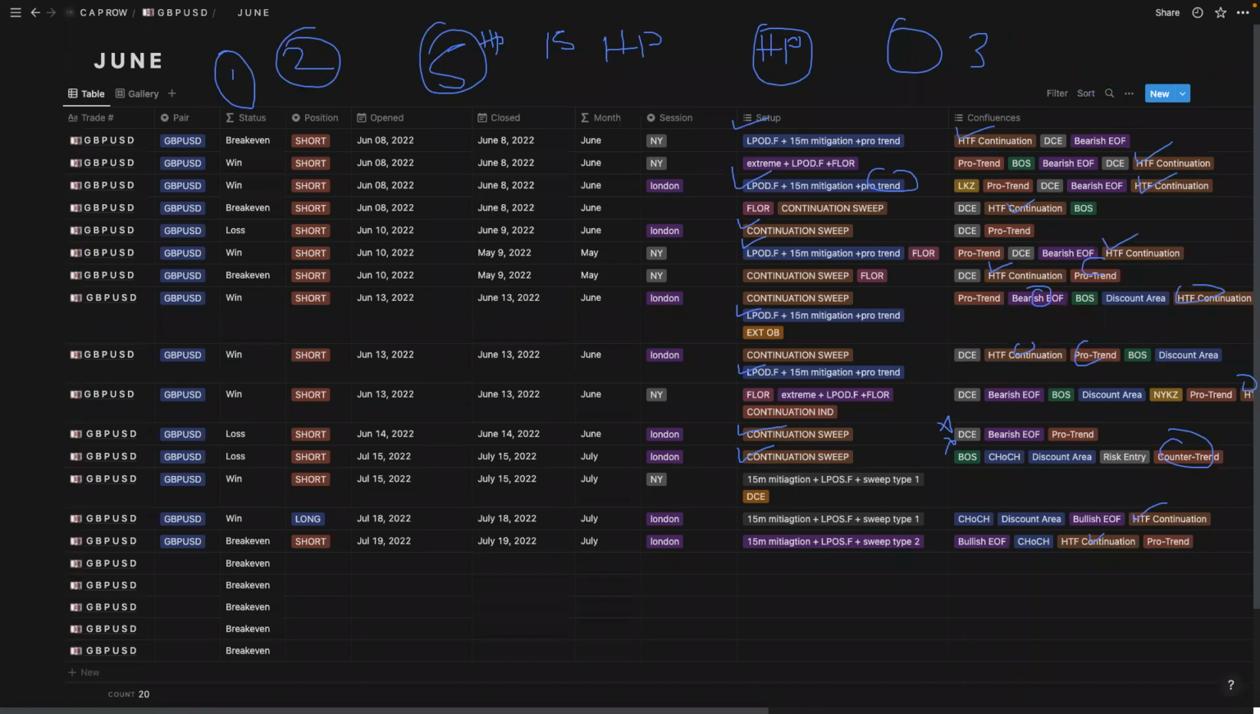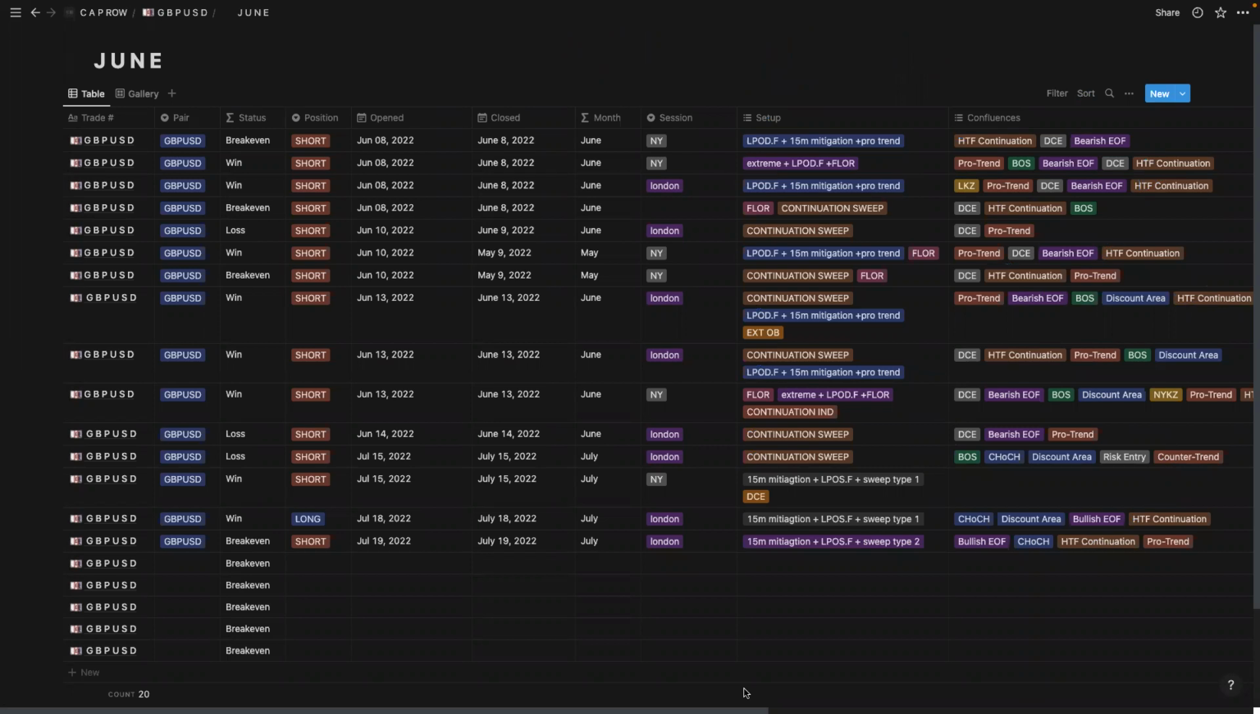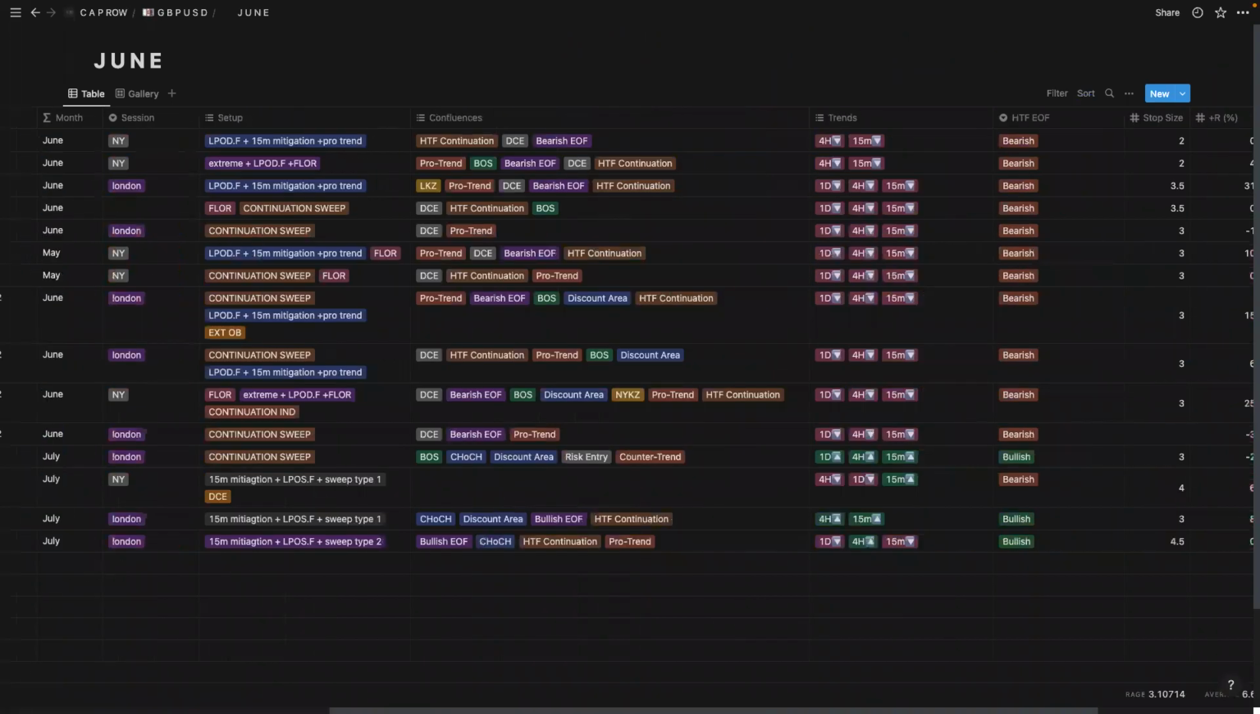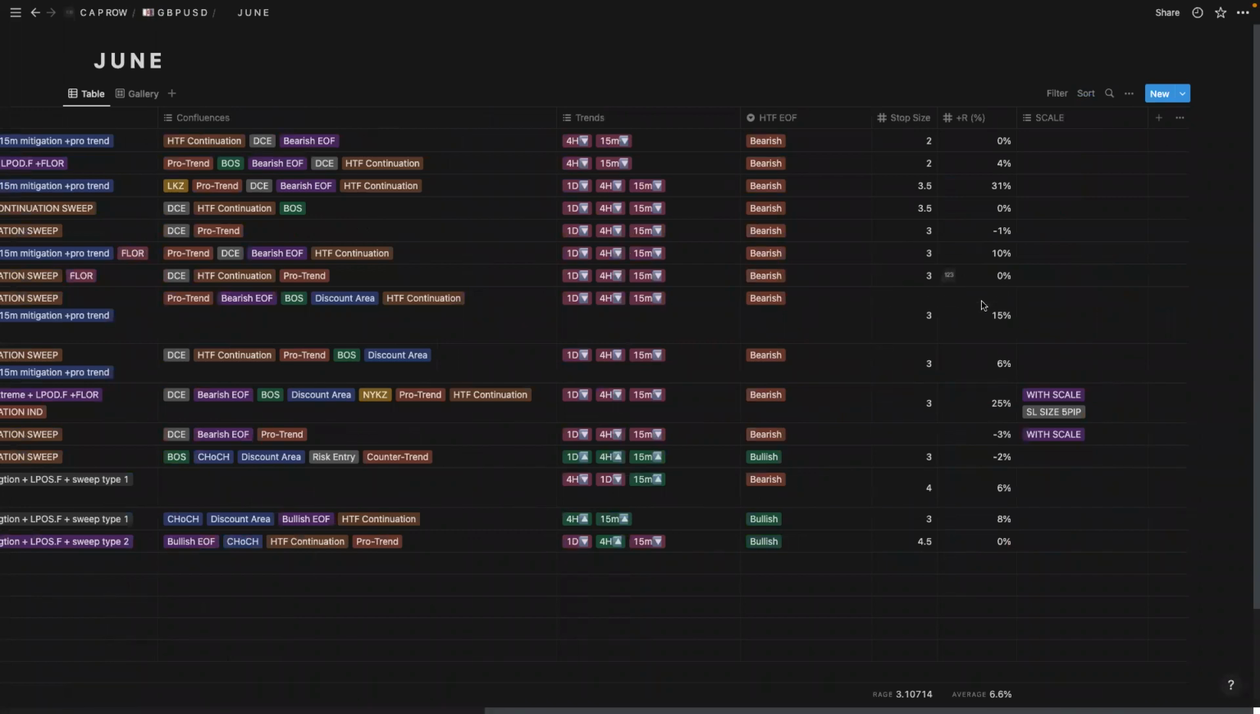Okay, let me remove everything. Okay, let's go back again. So you can see here, this is the SL type. This too is also important. Just ignore this because it is a trend which we all know about. So this is the stop loss size.